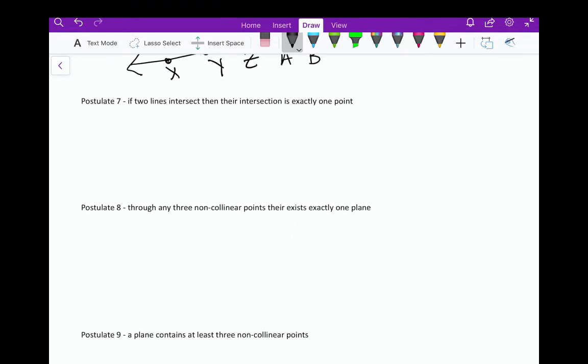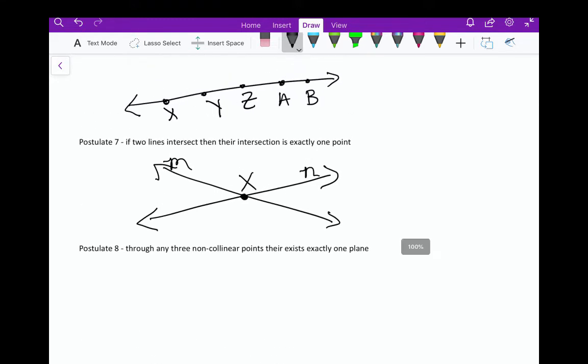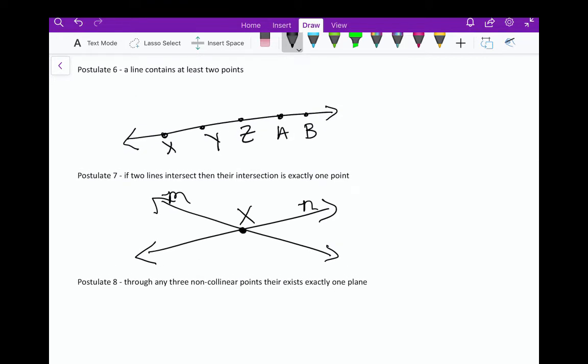Postulate 7, if 2 lines intersect, then their intersection is exactly 1 point. So I've got this line here, I'm going to call this line N, and I've got this line here, and I'm going to call that line M. So the intersection of those 2 lines is this point X. And remember, from postulate 6, we know that on line N and on line M, there are at least 2 points.